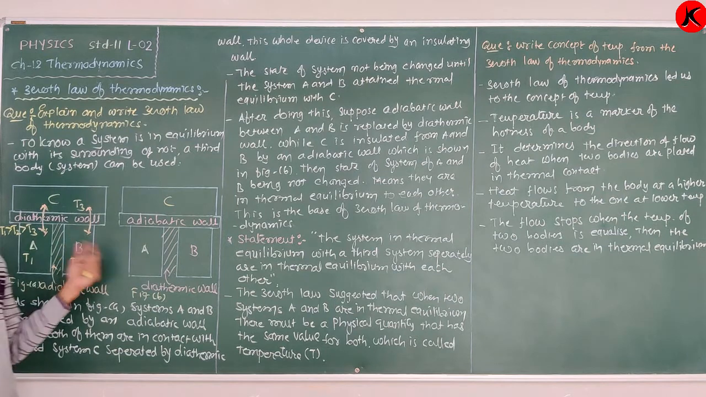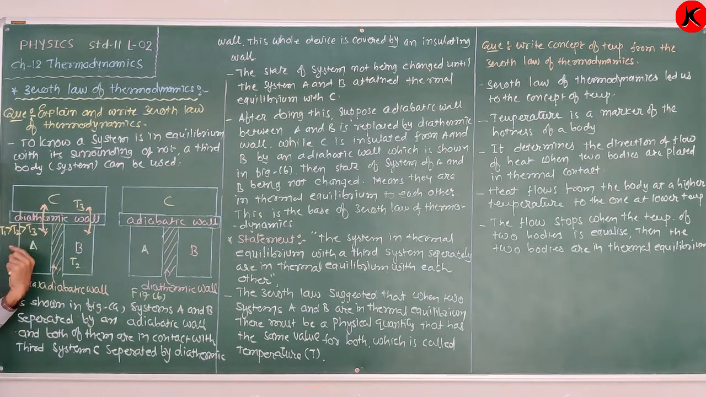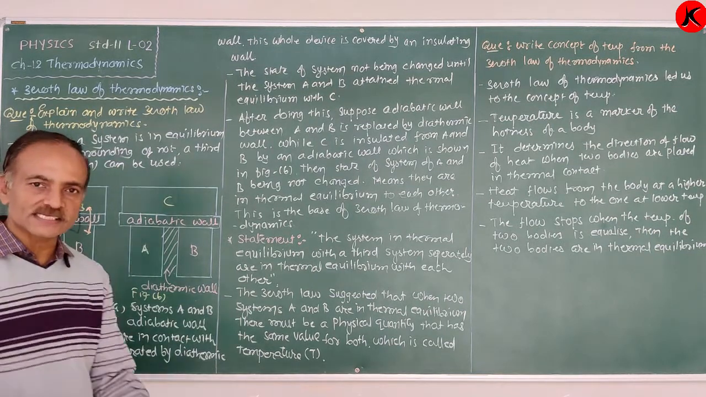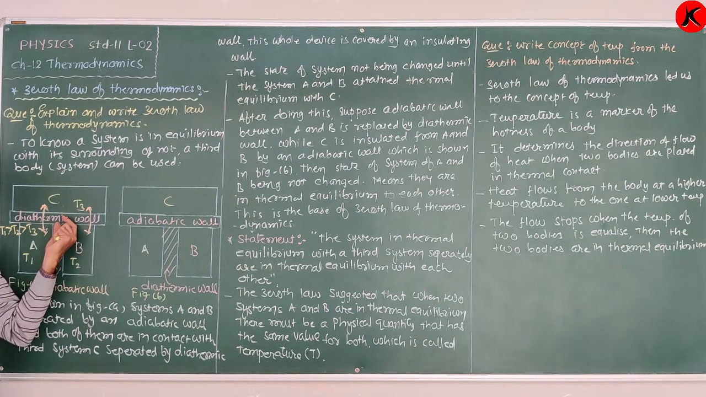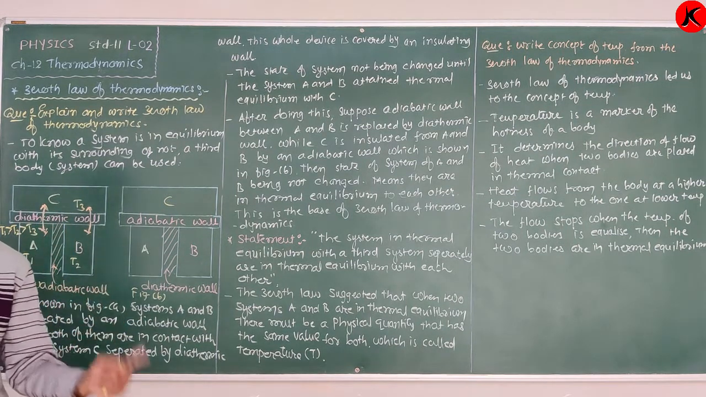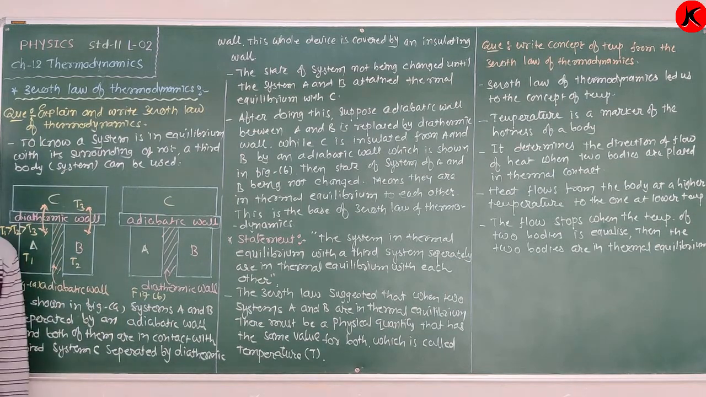This flow of heat takes place till the temperature of C and A becomes equal, and the same for C and B. So after some time, all these three systems A, B and C are at the same temperature. Therefore the exchange of heat now does not take place, or stops. When the temperature of these three systems becomes equal, we can say that these three systems are in thermal equilibrium.